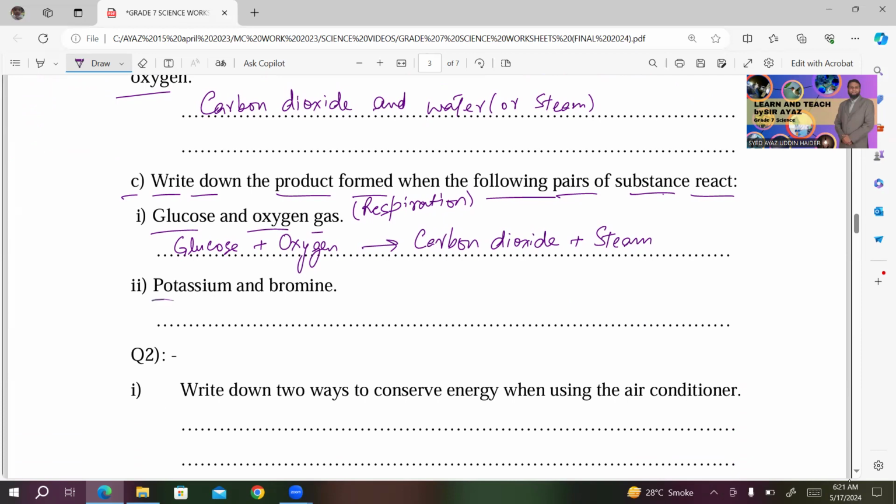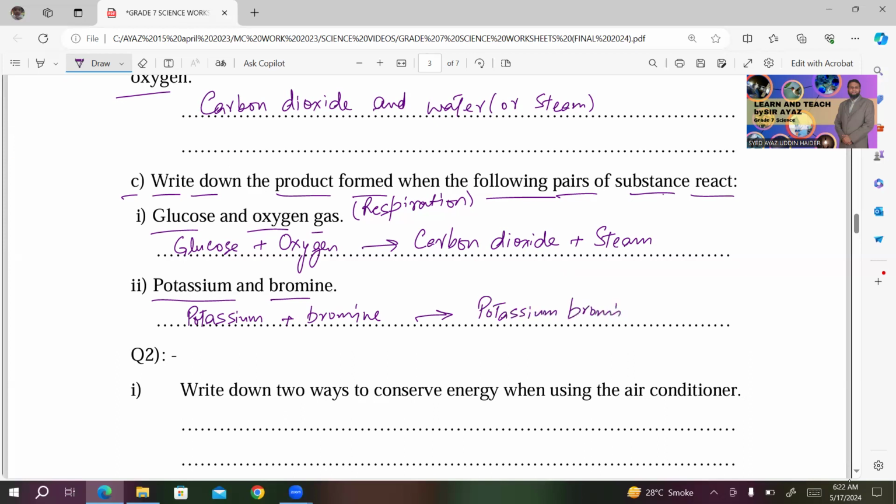Number 2, potassium and bromine. Potassium is a metal, bromine is a non-metal. So whenever a metal is reacted with a non-metal, they will produce salts. So in this case, what you will get? You will get potassium bromide.